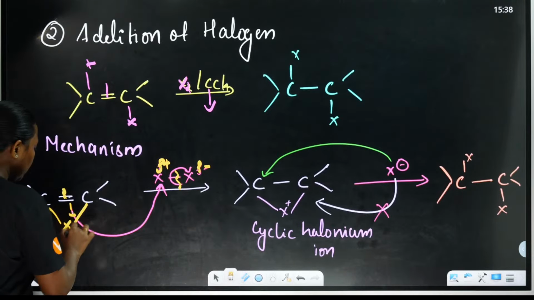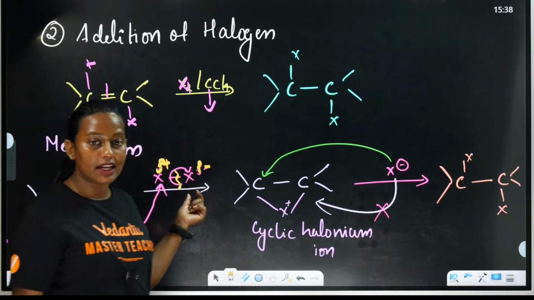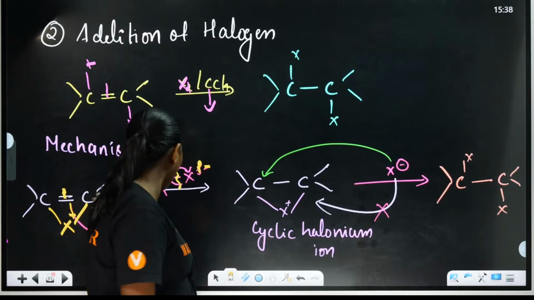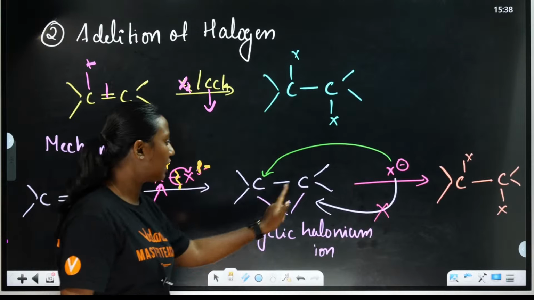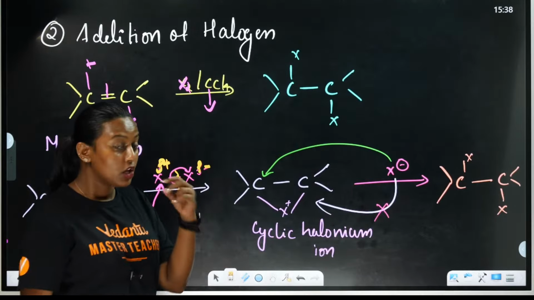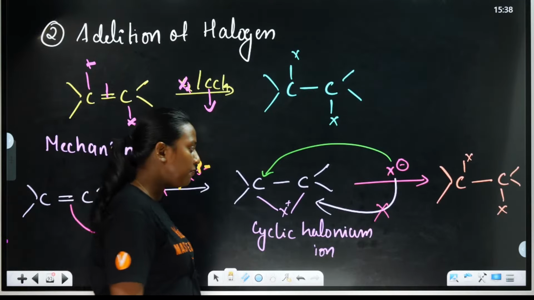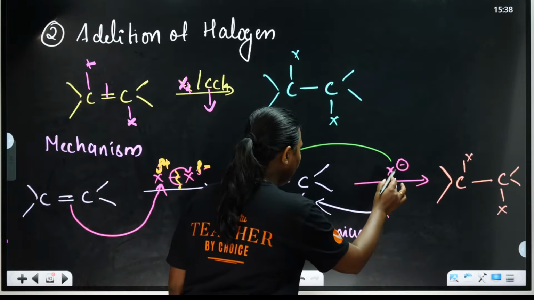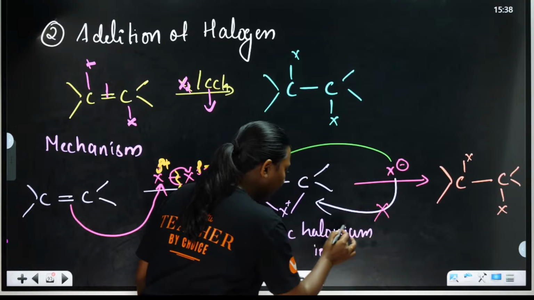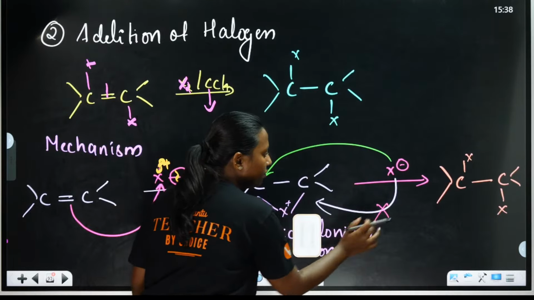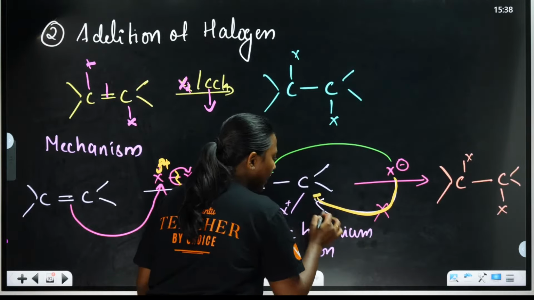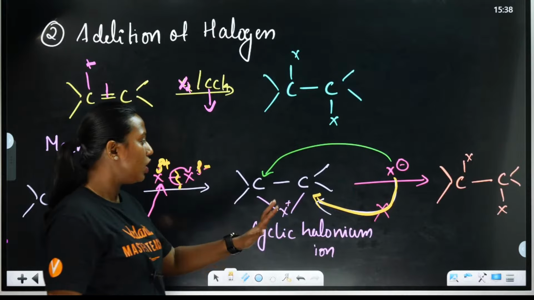So the halonium ion is positive. So in this step, the cyclic halonium ion will be formed. In the next step, we know that one more halogen is there. This halogen can't attack on the same side because of steric hindrance and negative charge.